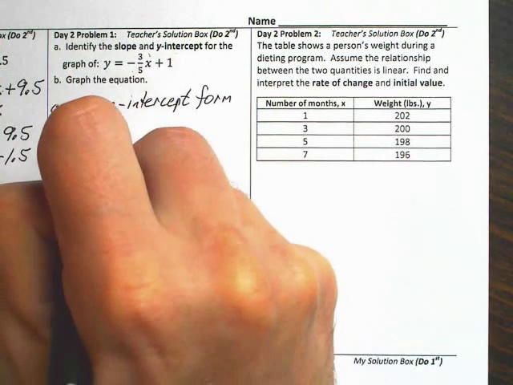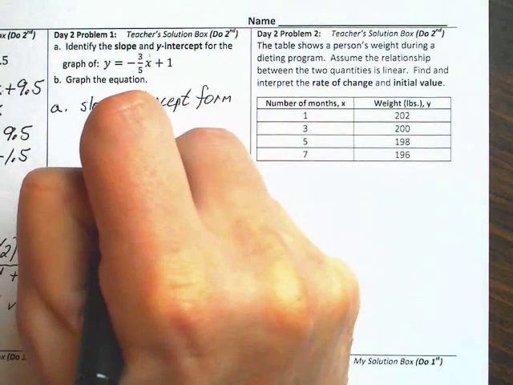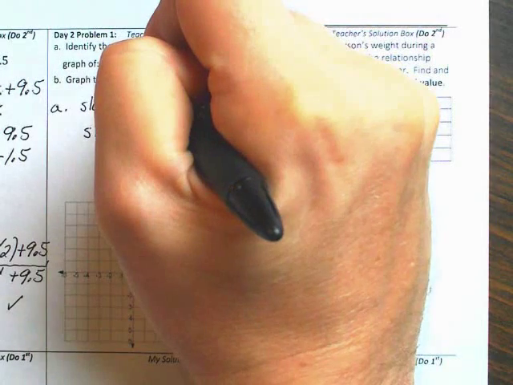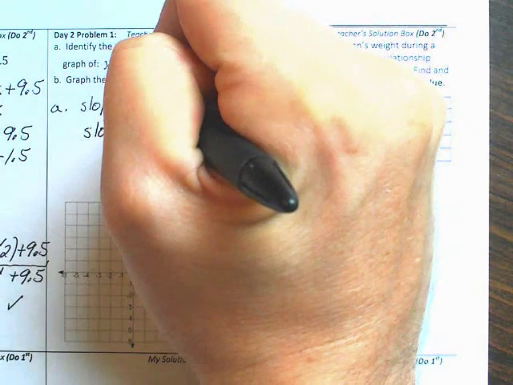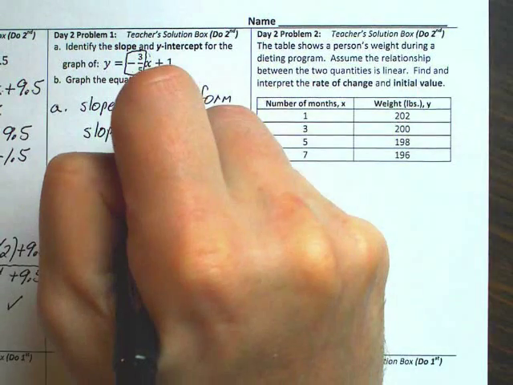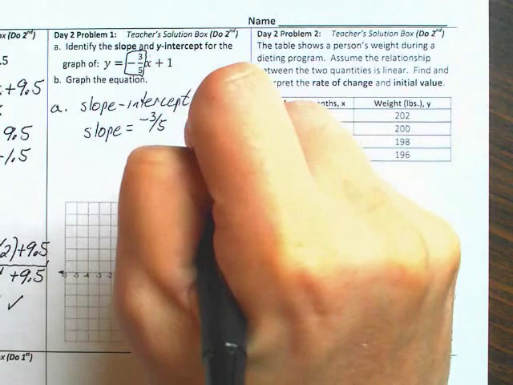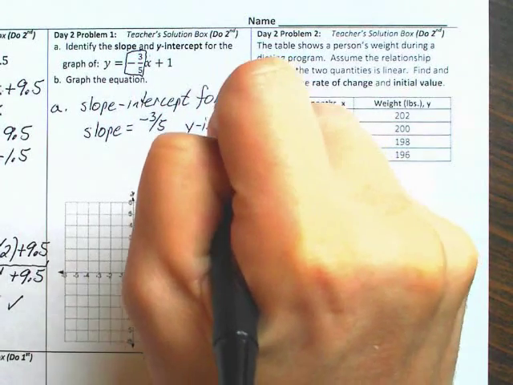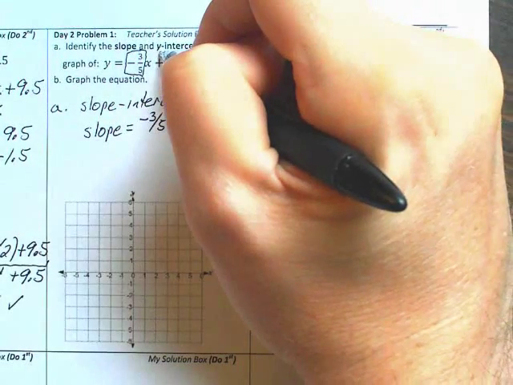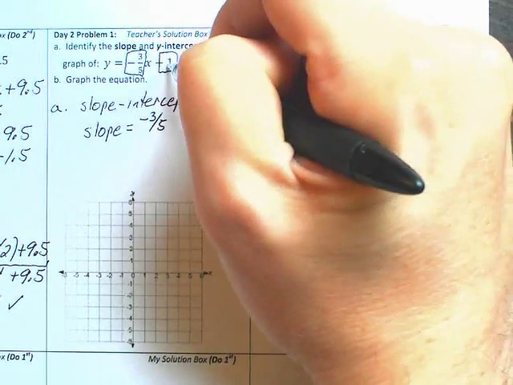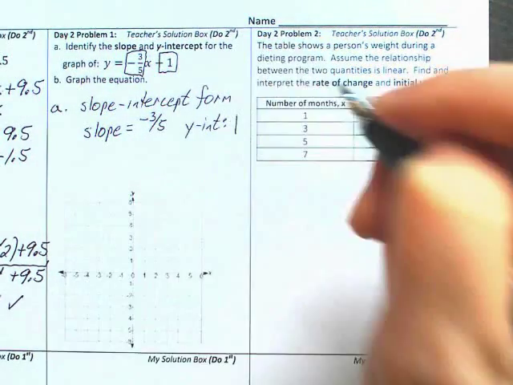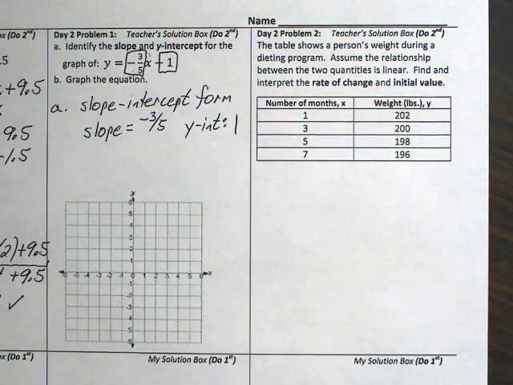And so without any math work at all, we can identify the slope, which is the number multiplied to the variable x, as negative 3/5. And we can identify the y-intercept, which is the number on the end called the constant term, as positive 1. The y-intercept is 1. And so Part A is finished.